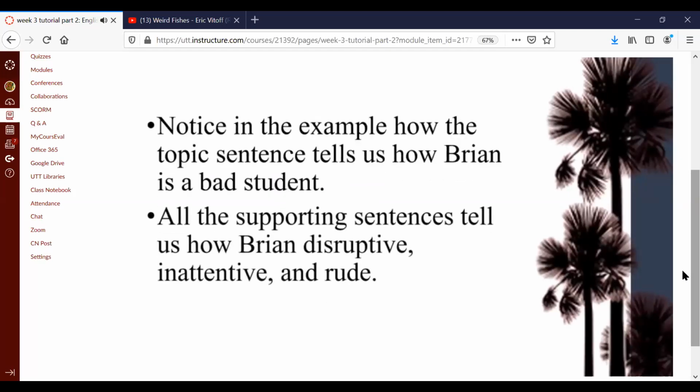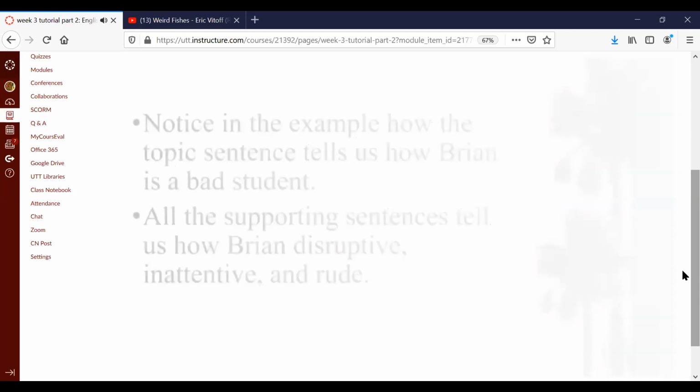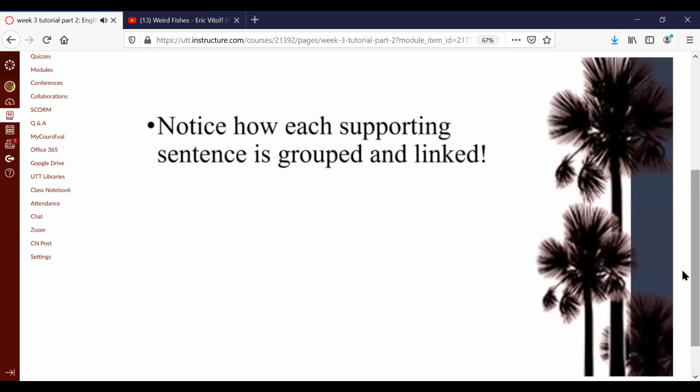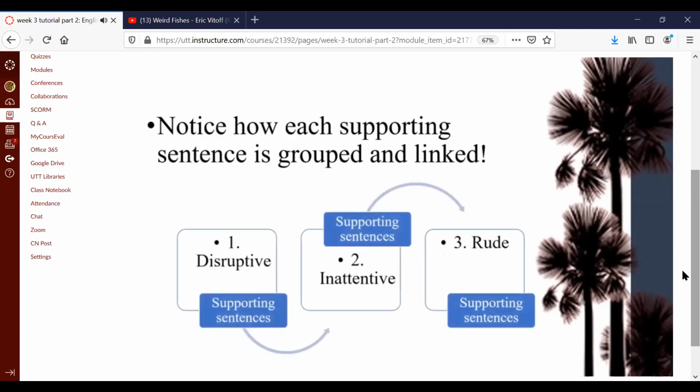Notice in the example how the topic sentence tells us that Brian is a bad student. All the supporting sentences tell us how Brian is disruptive, inattentive, and rude. Notice how each supporting sentence is grouped and linked. All the sentences that support Brian is disruptive are grouped together. All the sentences that support Brian is inattentive are grouped together. And all the sentences that support Brian is rude are grouped together.